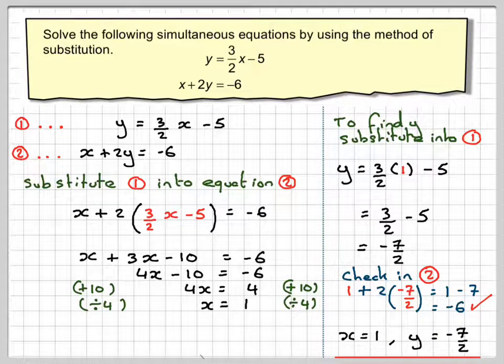So this has been a video to show you how to solve simultaneous equations using the method of substitution. I hope you've understood, and I thank you very much for watching.